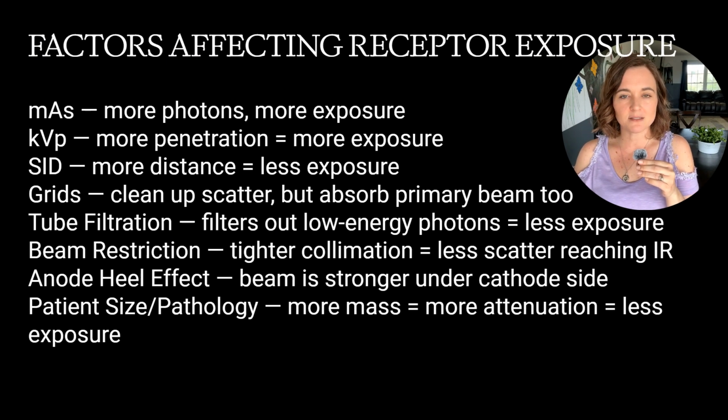Here's the list. Mass, the more photons, the more exposure. KVP, the more penetration, the more exposure. SID, the more distance, the less exposure. Grids clean up scatter but absorb the primary beam too. Tube filtration. As it filters out low energy photons, there's less exposure. Beam restriction, tighter collimation, equals less scatter reaching the image receptor. Your anode heel effect. The beam is stronger under the cathode side. Patient size and pathology. The more mass, the more attenuation, and the less exposure to your IR.